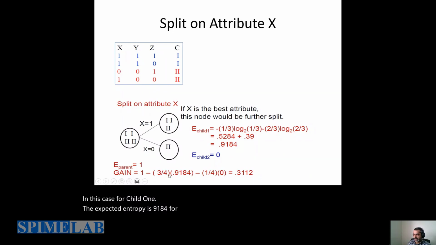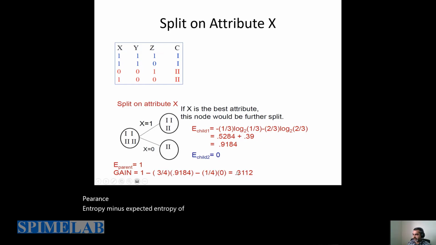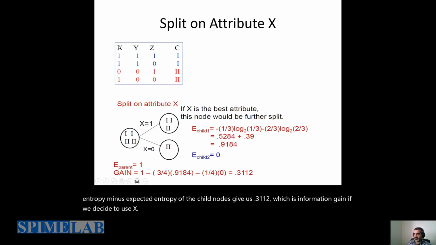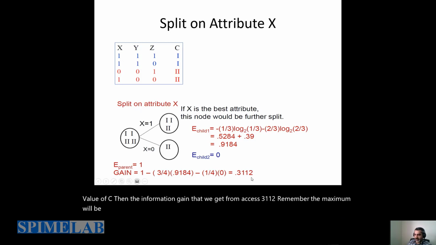When we add them up, the expected entropy for the child nodes comes down here, and the parent's entropy minus the expected entropy of the child nodes gives us 0.3112, which is information gain. If we decide to use X as our independent variable to decide the value of C, then the information gain that we get from X is 0.3112. Remember, the maximum will be 1 and the minimum will be 0.